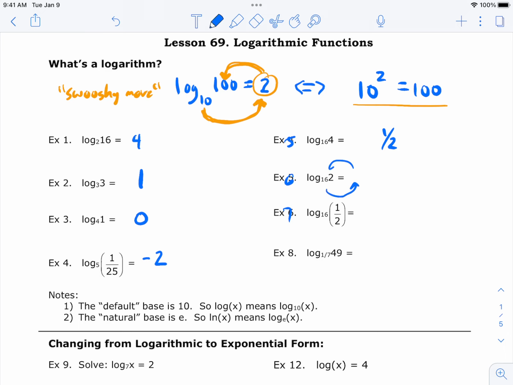16 to what power gives me a 2? Well, that's a square root followed by another square root. That's actually a 4th root. The 4th root of 16. 2 times 2 times 2 times 2 is 16.